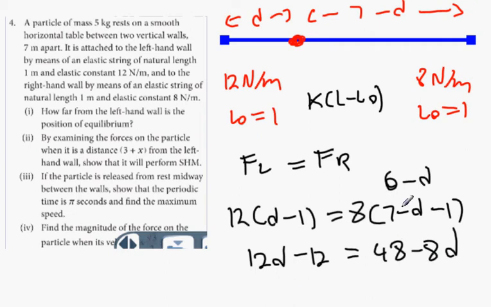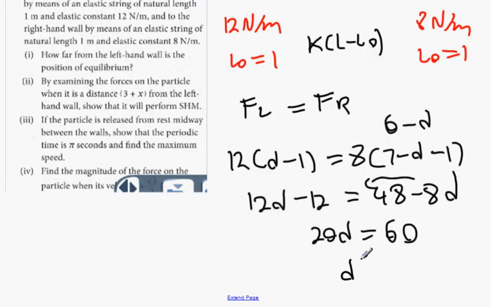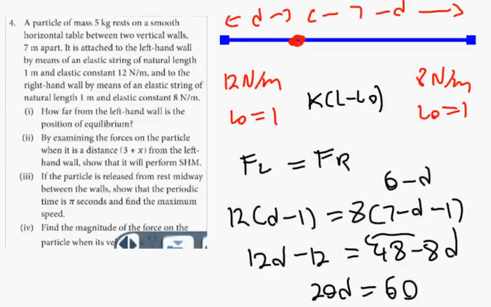Bring all the D's over one side, and we're going to get 20D equals 60, and therefore we divide by 20, and D will equal 3 meters. So D is 3 meters. You bring that back to the top, that means that this one is 3, and this one here should be 4.